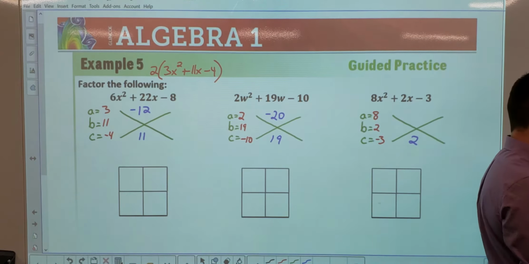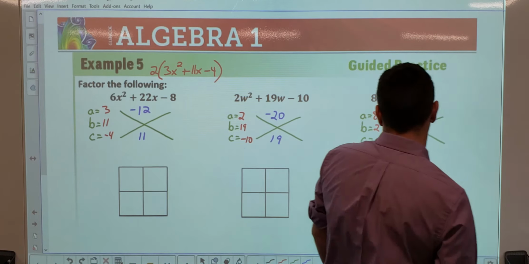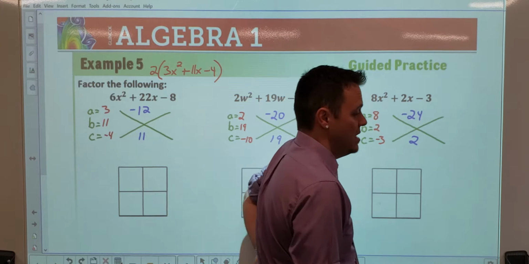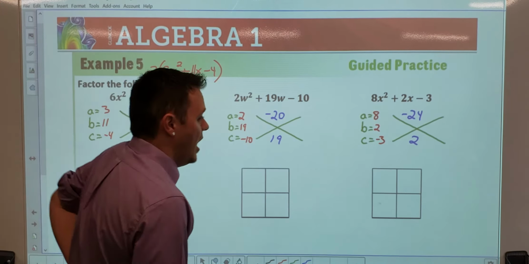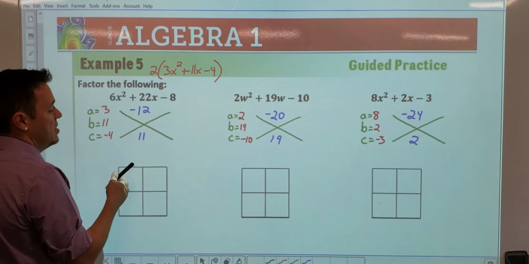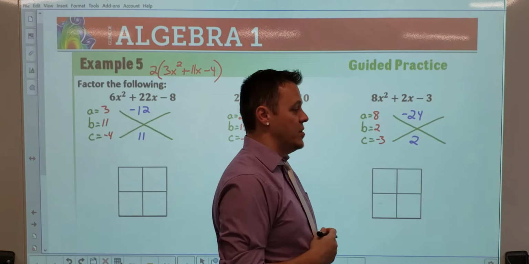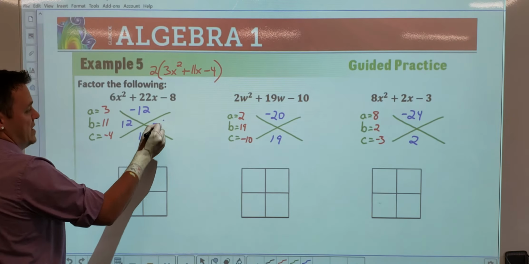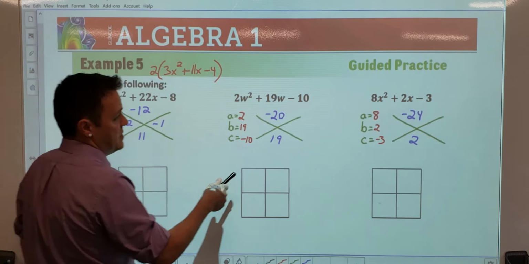Let me make sure of my notes. And yay, not -16, -24, because of course I can't do multiplication. That's what happens when you have a long day. Now, what two numbers would you multiply together to make -12, but when you add, make a positive 11? That, of course, would be the number 12 minus 1. So remember, one of these has to be negative here.